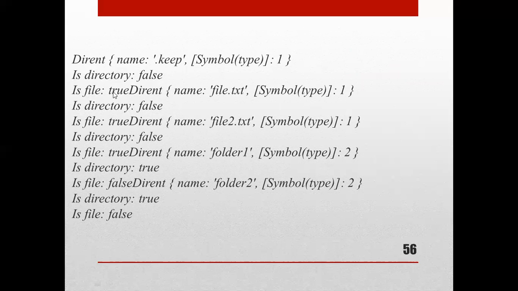Is file? It is true. The next one is the Dirent name file.txt. Is it a directory? No, it will give false. Is file? Yes, true. Then it will check the next Dirent, file2.txt. Since file2.txt is a file, it is not a directory, so isDirectory gives false, and isFile gives true. So it gives true and false results for the isDirectory and isFile functions.